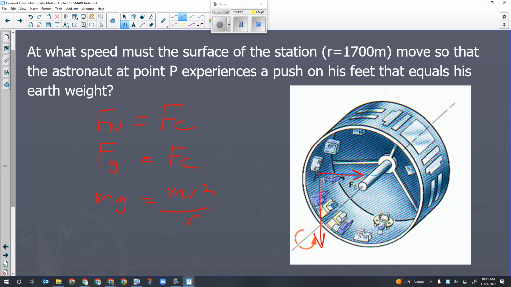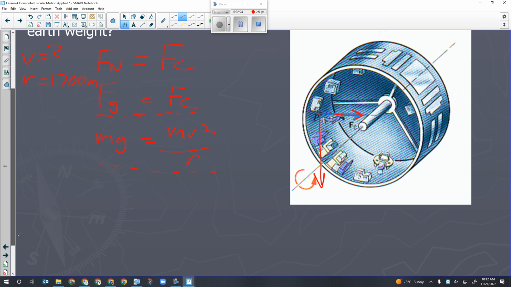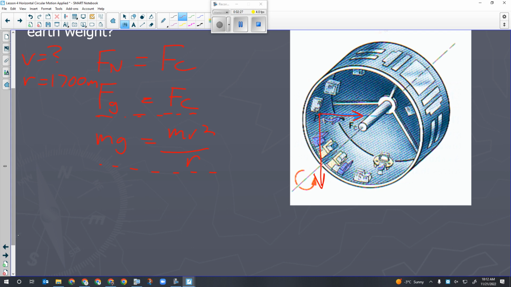So if we're looking at this question here, they want us to calculate the speed at which a 1,700 meter drum, which is big, has to move so that the astronaut feels a force on their feet equal to their Earth weight. So this applies: Fg equals Fc, mg equals mv squared over r. What happens to the mass? Is that important? It means that every astronaut, regardless of their mass, feels like they're at home. That's important. So we cancel the mass off, and we're looking for v.